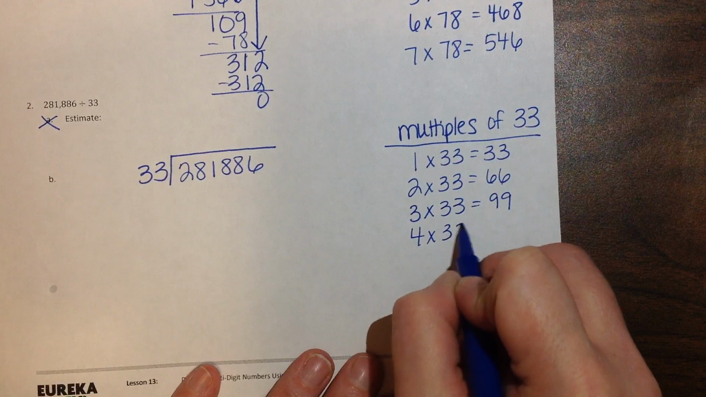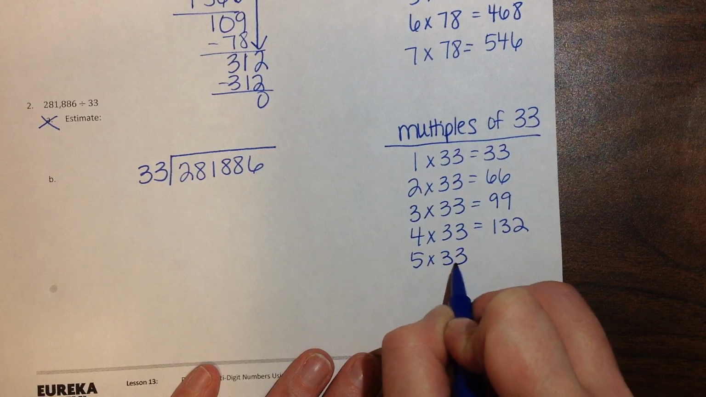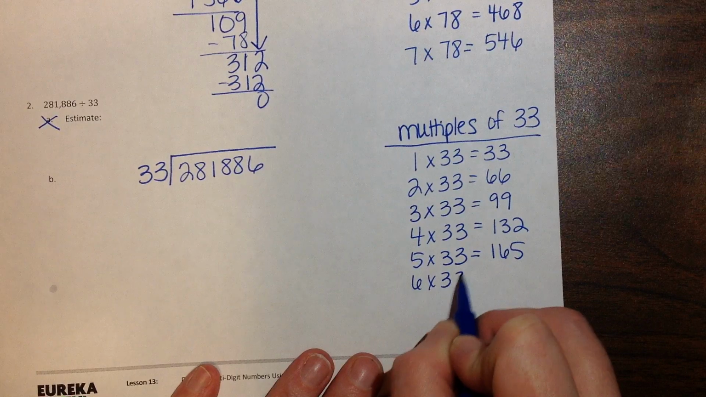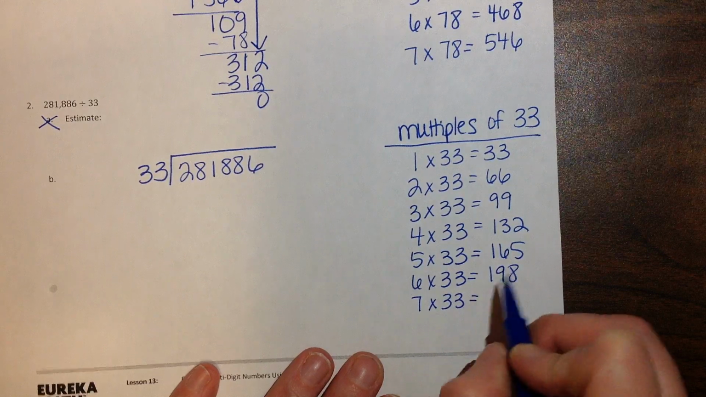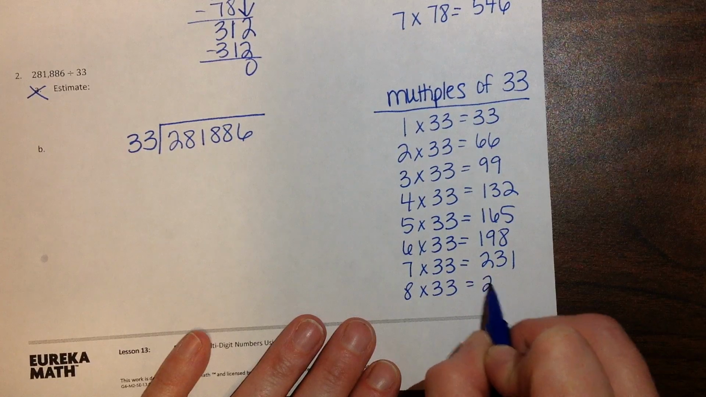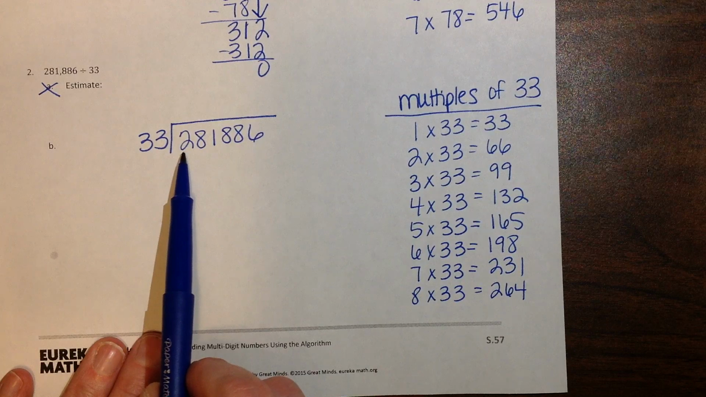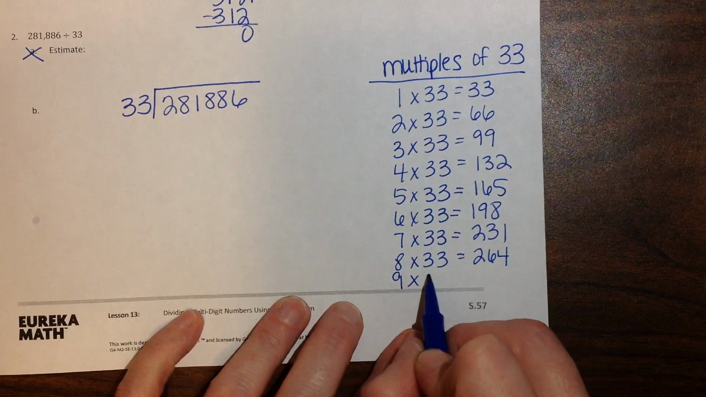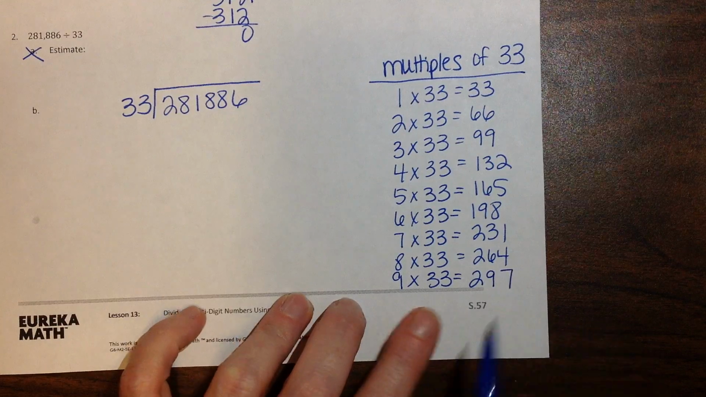4 times 33 is 132. 5 times 33 is 165. 6 times 33 is 198. 7 times 33 is 231. 8 times 33, 264. And I'm just kind of looking at this, and I see that the first number that I'm seeing up here, 281, and I'm not there yet. So I'm going to go one more time on this multiples table, and I'm going to make it 9 times 33 is 297.